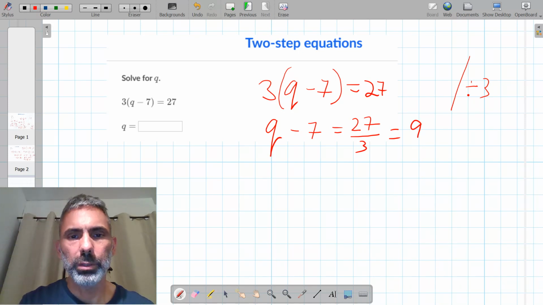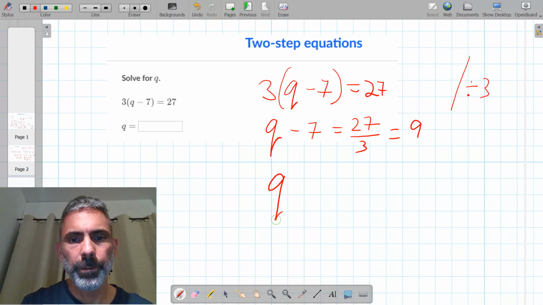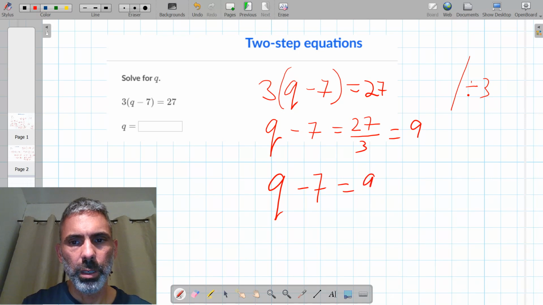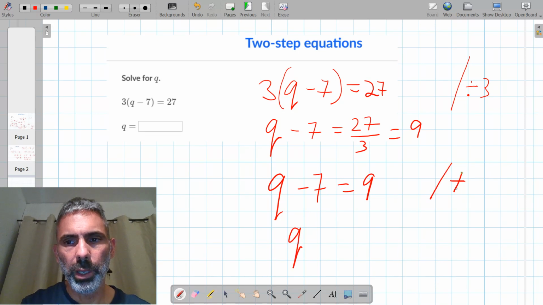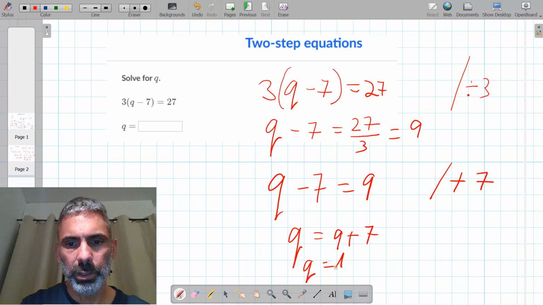Okay, so q minus 7 equals 9. Now to isolate the q, I need to add 7 to both sides of the equation, so q minus 7 plus 7 cancel out each other. And on the right hand side I have 9 plus 7, which means that q equals 16.